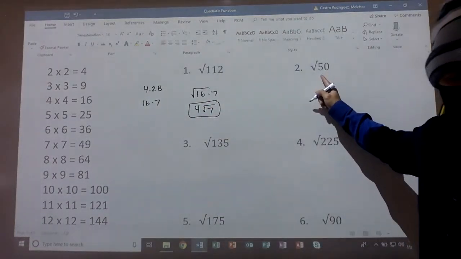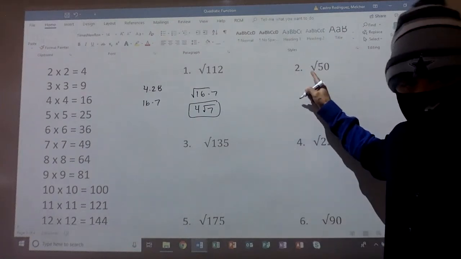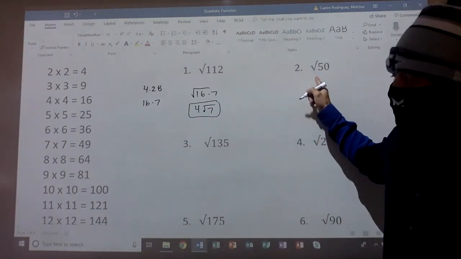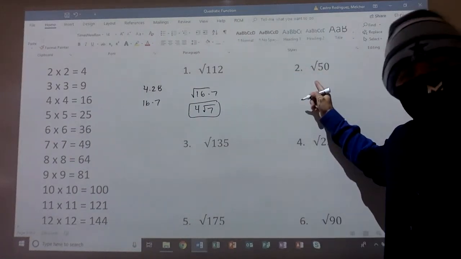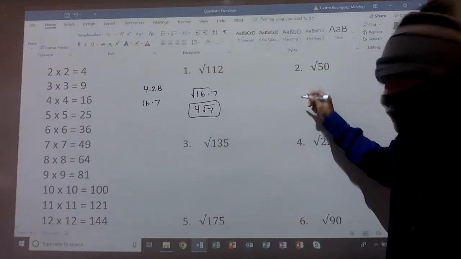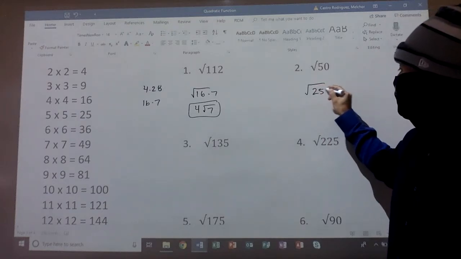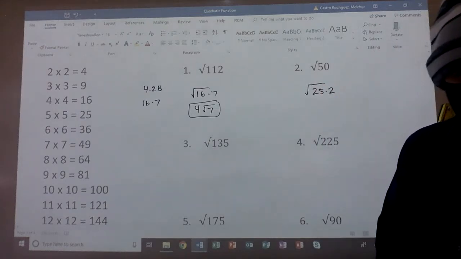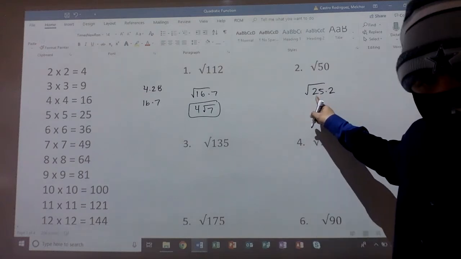Same thing with this one. 50 divided by 4, it doesn't work. 50 divided by 9, it doesn't work. 50 divided by 16, it doesn't work. 50 divided by 25, it does. 25 times 2. And because 25 is on my list, watch.